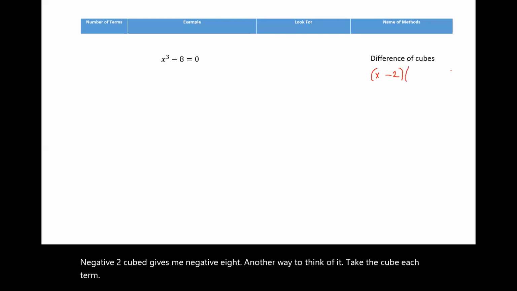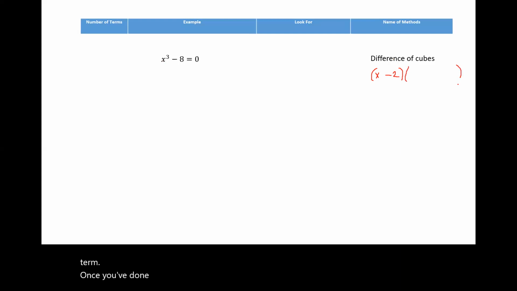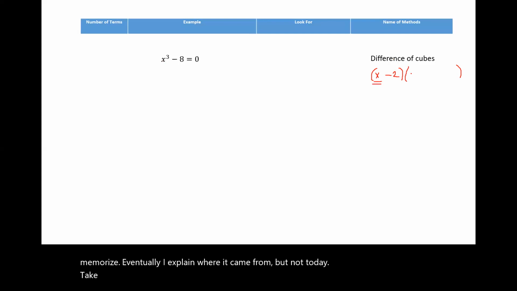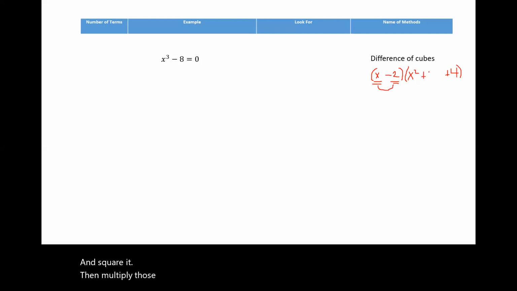Once you've done that, there's a rule for getting the bracket. This is simply a rule that you memorize. Eventually I'll explain where it came from, but not today. Take this term and square it. Take this term and square it. Then multiply those two together and change the sign.